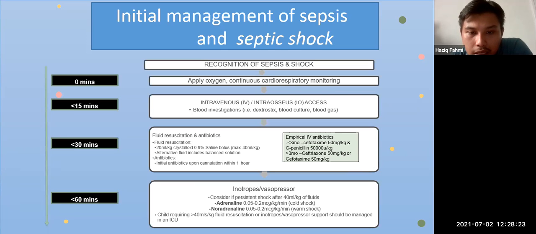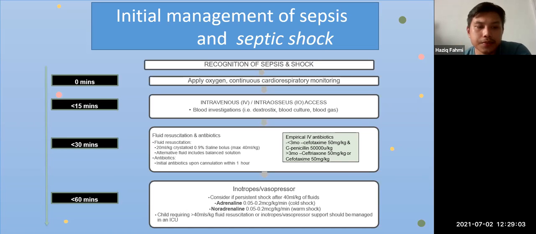And then antibiotic, so initial antibiotic is given within 1 hour. So the small box on your right is the empirical antibiotic, different based on the age of the patient. So less than 3 months, we may offer cefotaxime or penicillin, and if more than 3 months, we may offer ceftriaxone or cefotaxime. And then we may also consider to give inotropes and vasopressor to increase the BP. So it is considered if persistent shock after maximum 40 ml per kilo of fluid has been given. So we may give adrenaline and noradrenaline. And then the child also may be managed in ICU.